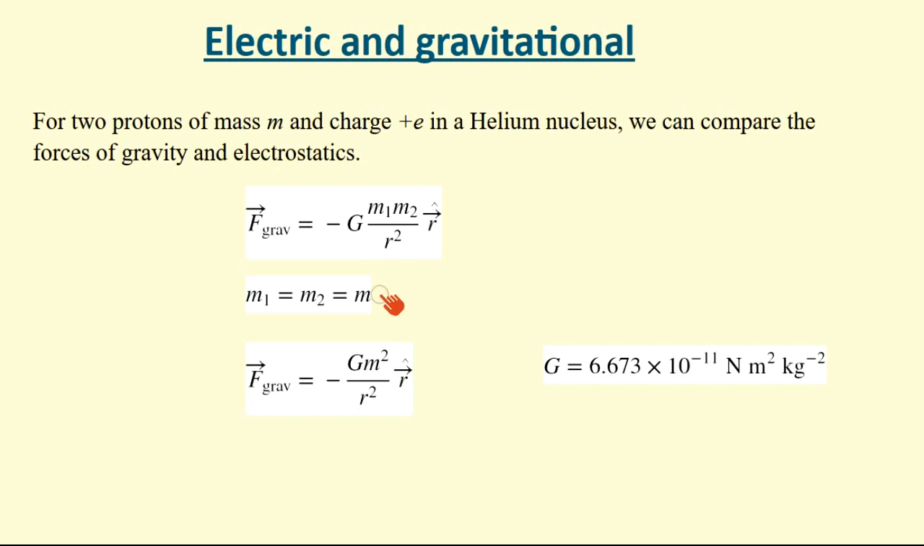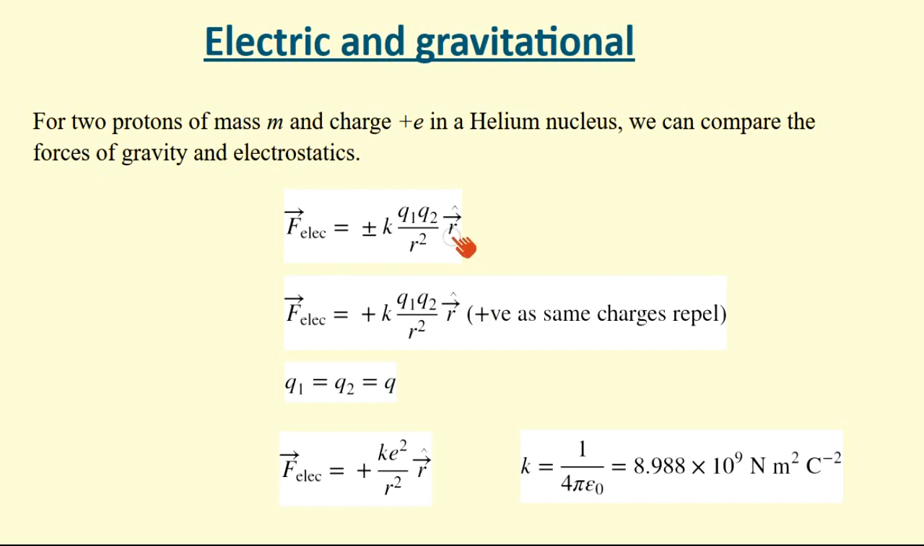m1 equals m2, which equals m, so you just simply replace the m1 m2 by m squared. So now I have F grav equals minus G m squared over r squared in the r hat direction. The constant of gravity is 6.673 times 10 to the minus 11 newton meter squared per kilogram squared.